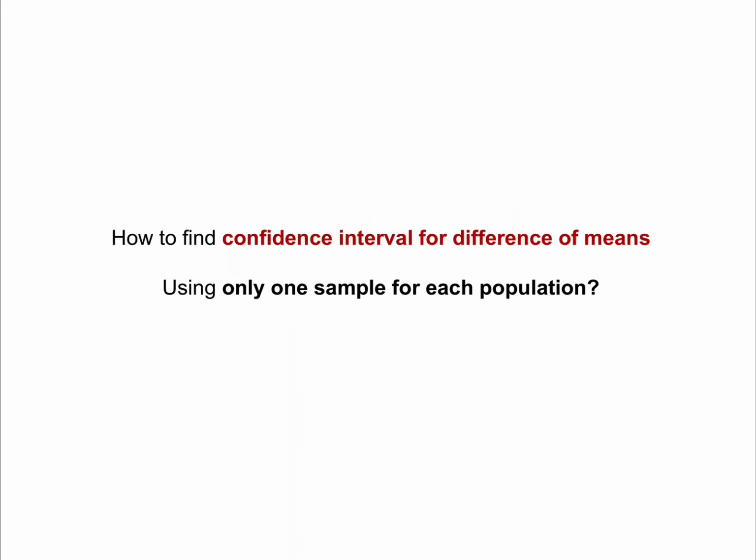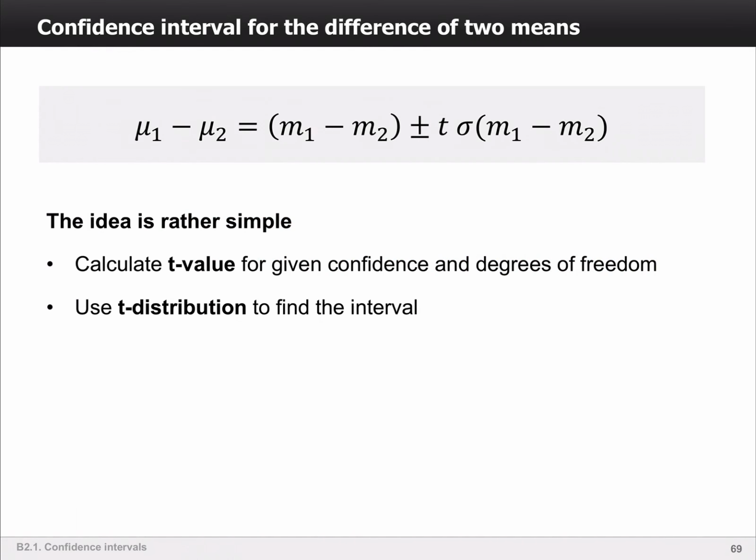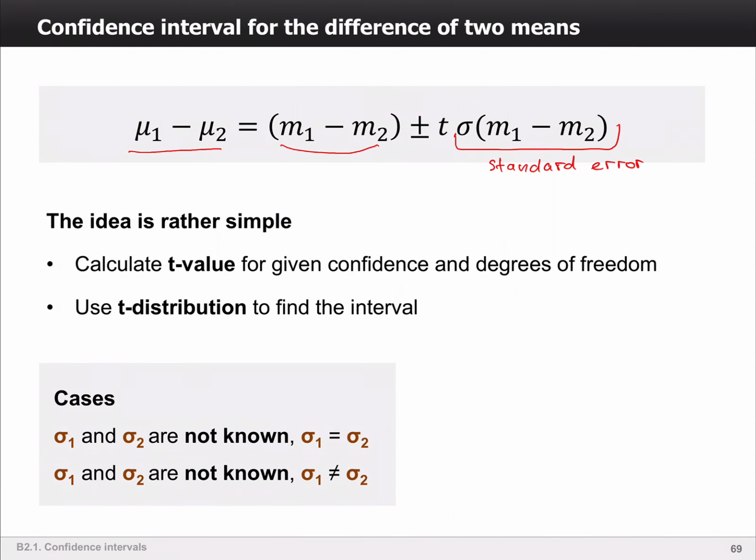Okay. Now, how to do that? Very quickly. The idea is the same, but now instead of mu, we have mu1 minus mu2. Therefore, this is our statistic, and this is our standard error. So how do we calculate the standard error? Well, there are different cases. For example, we never know the real sigma, right? But for example, we may know that they are almost the same. Or we don't know sigma, but we know that they are different. So there are different cases.